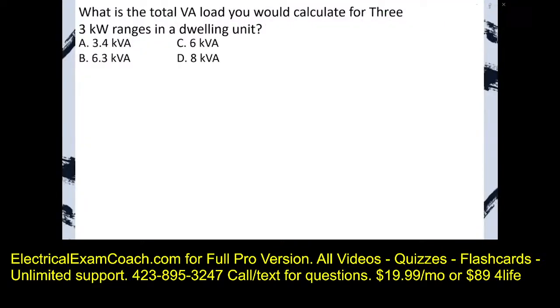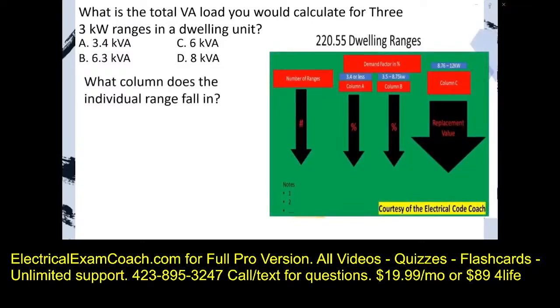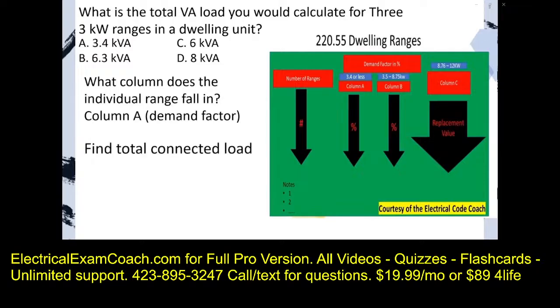What is the total VA load you would calculate for three 3 kW ranges in a dwelling unit? First question we're going to ask is, what column does our individual range fall in? Well, ours is going to fall into column A because the individual range is 3 kW. So we know that we're going to be doing a demand factor. Now we can start from the beginning. First, find our total connected load. We take our 3 multiplied by 3 kW, and that equals 9 kW.